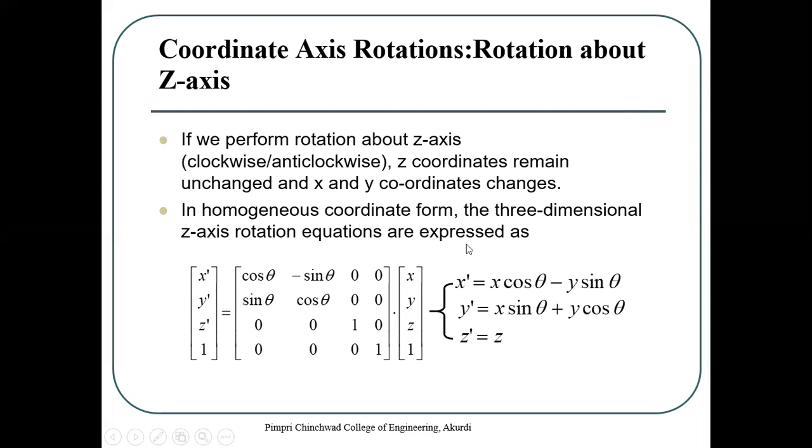So how do we represent the three-dimensional z-axis rotation equation in homogeneous coordinate form? We know that for the three-dimensional coordinate axes, a 4 by 4 matrix will be required. So this represents the 4 by 4 matrix, but now the parameters are cos theta, minus sin theta, and cos theta, the same representation as in the 2D rotation. Now here we need to perform the rotation about the z-axis. When we perform the rotation about the z-axis, the z coordinate remains unchanged.